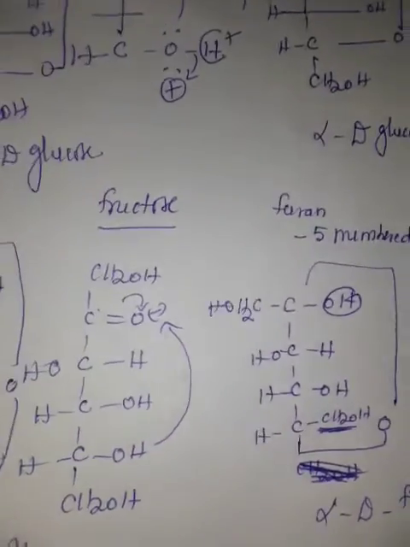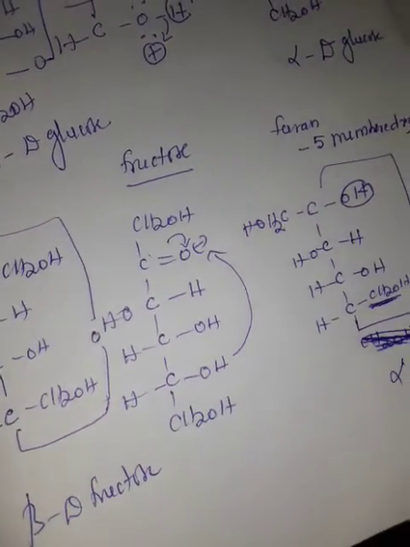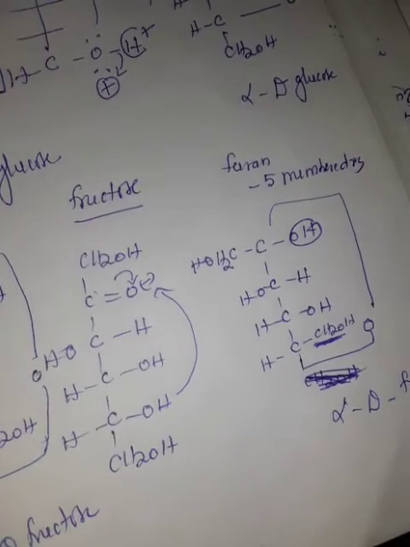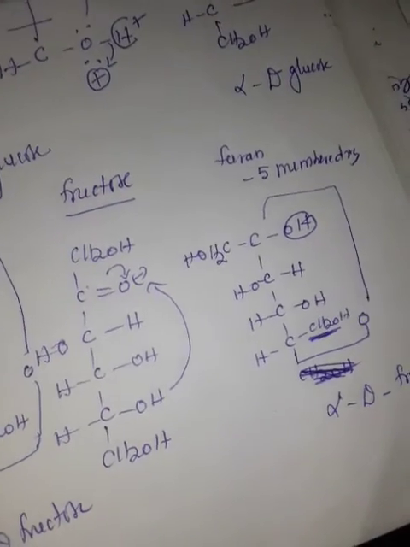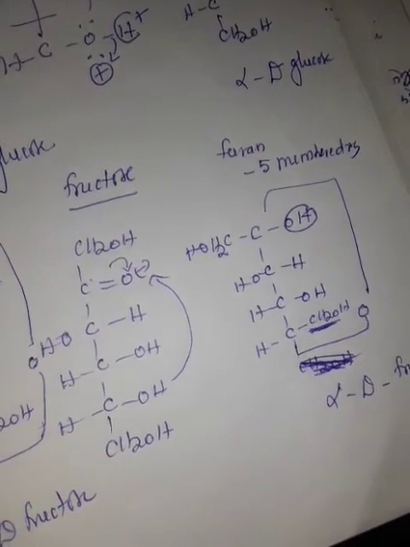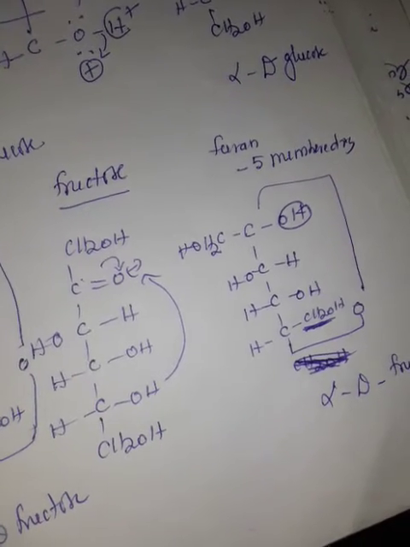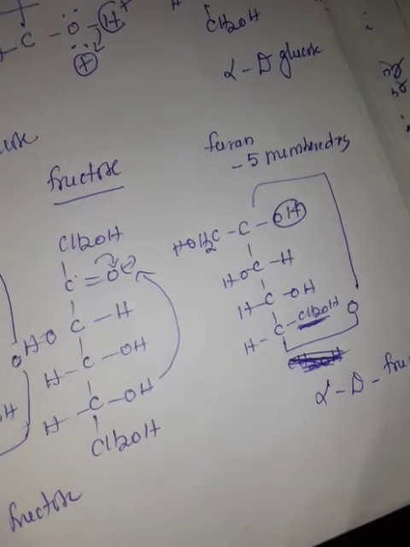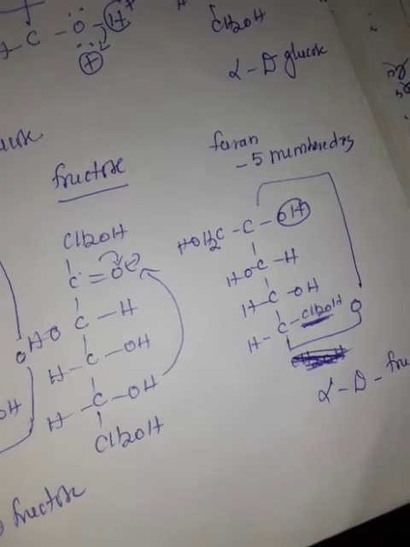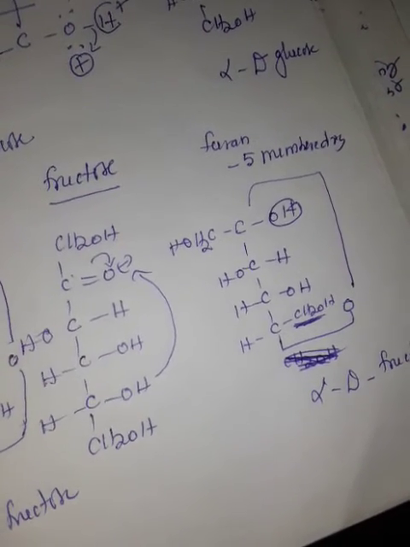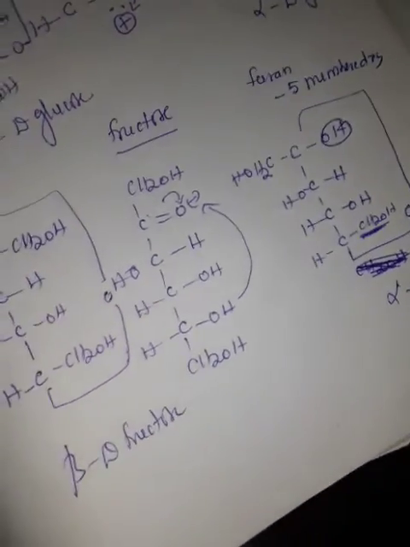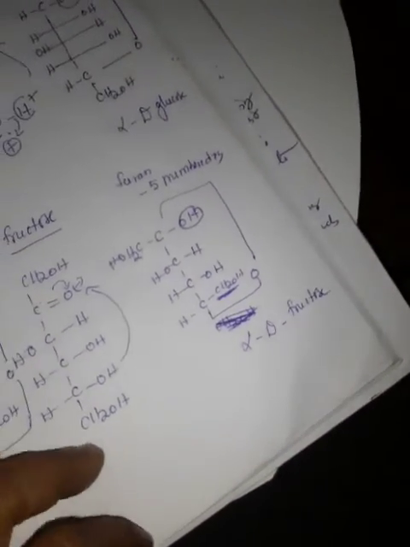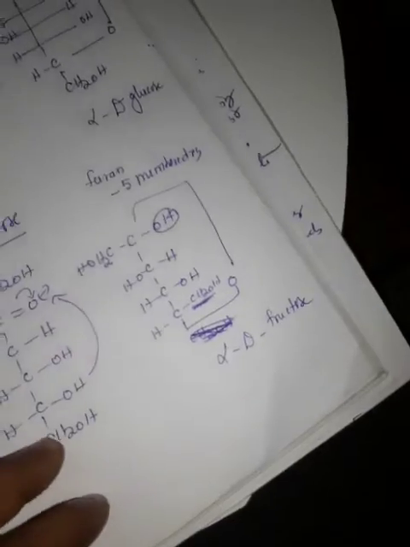Now there are 3 types of disaccharides. One is sucrose, the second one is lactose, the third one is maltose. These 3 are disaccharides, all having two monosaccharides. That only we are going to see now. Suppose if you are taking sucrose, it is the combination of 2 monosaccharides.